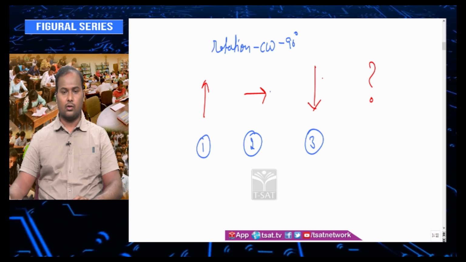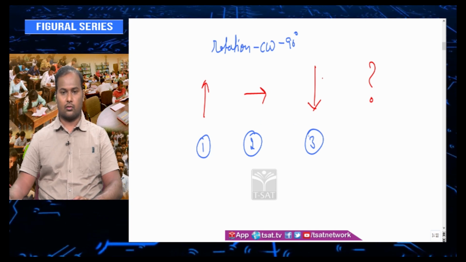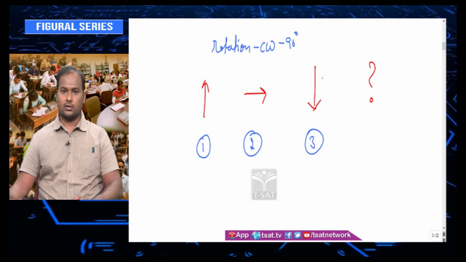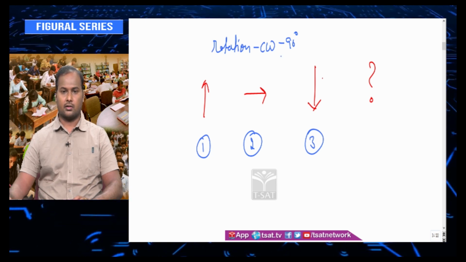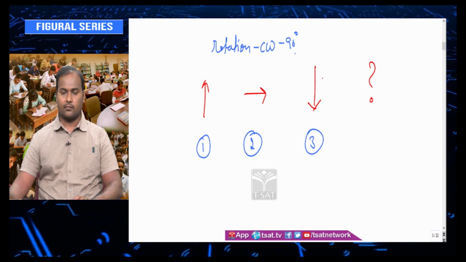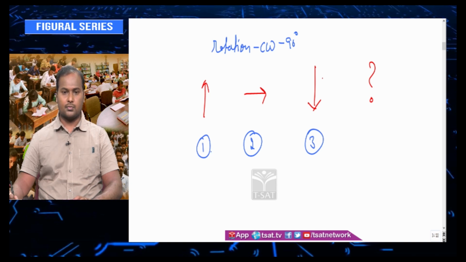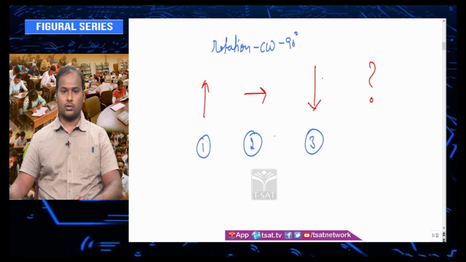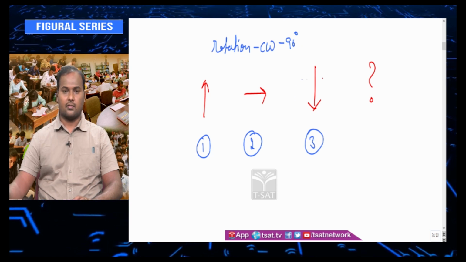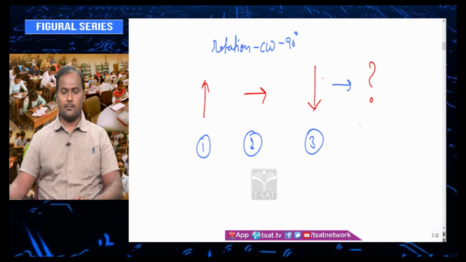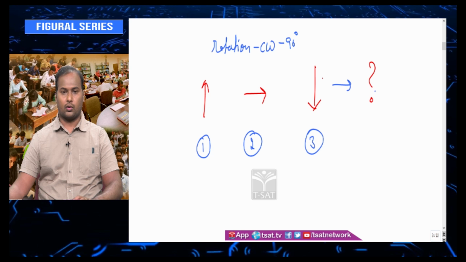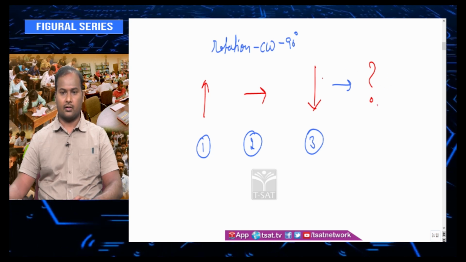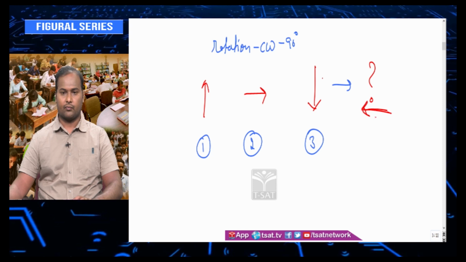In the same way, now you observe the change from figure 2 to figure 3. From figure 2 to figure 3, here also the change is the same, that is rotation clockwise 90 degrees. So once you observe the change, that is 1 to 2 rotation clockwise 90 degrees, 2 to 3 rotation clockwise 90 degrees, now you apply this and get the answer. Here also you rotate it clockwise 90 degrees. Obviously now your answer figure will be in this particular direction.